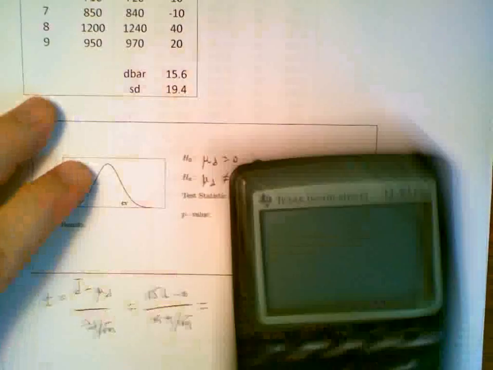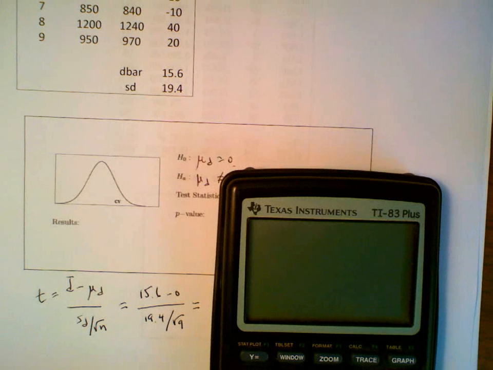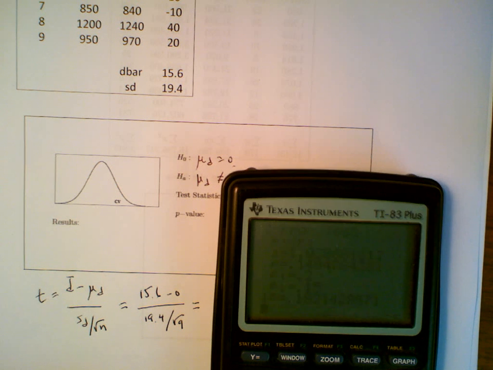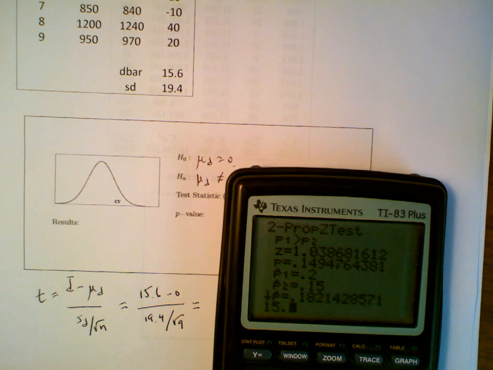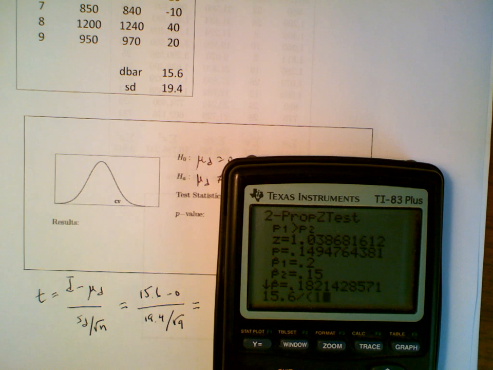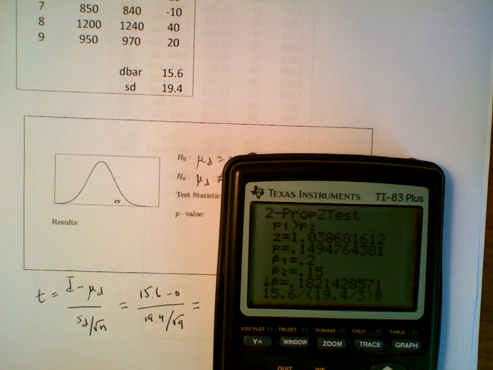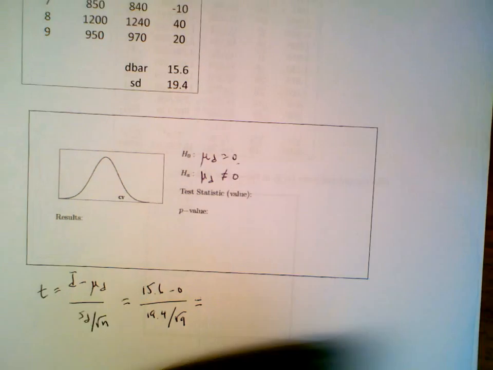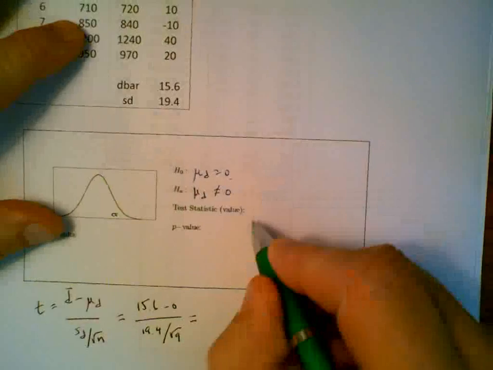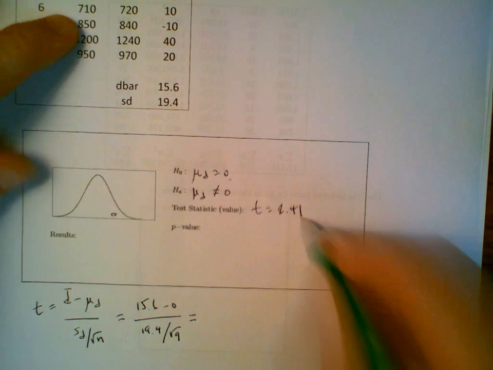Okay, we've got 15.6 divided by, paren, 19.4 divided by the square root of 9, which I'm sure you all know is 3. So we get that. And our answer is 2.41. So t is equal to 2.41.